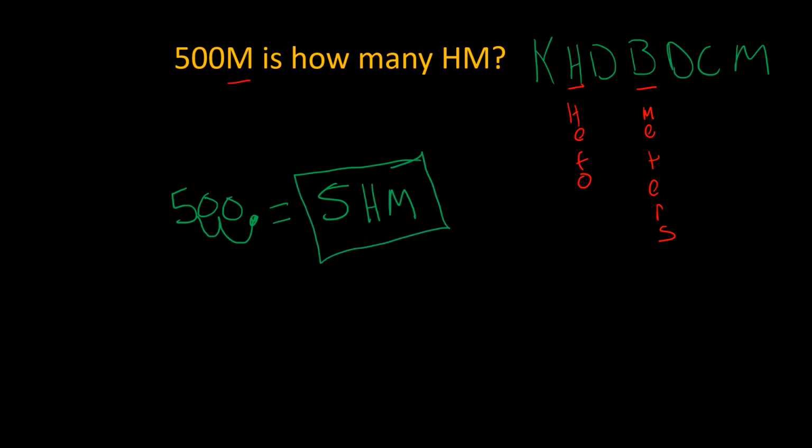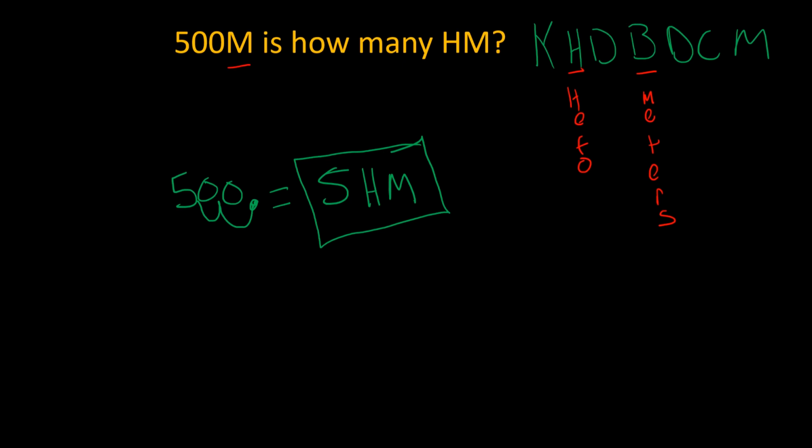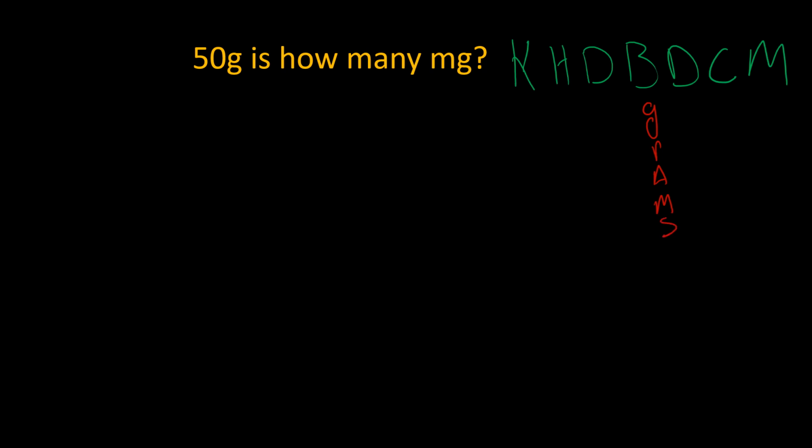Let's work through another example. We have 50 grams, G stands for grams, is how many milligrams? Mg is milligrams. So our mnemonic device is King Henry died by drinking chocolate milk. So 50 grams. Grams is going to be our base unit. That means that we're over here. This is going to be grams. And we want to go to milligrams. Milligrams is going to be over here.